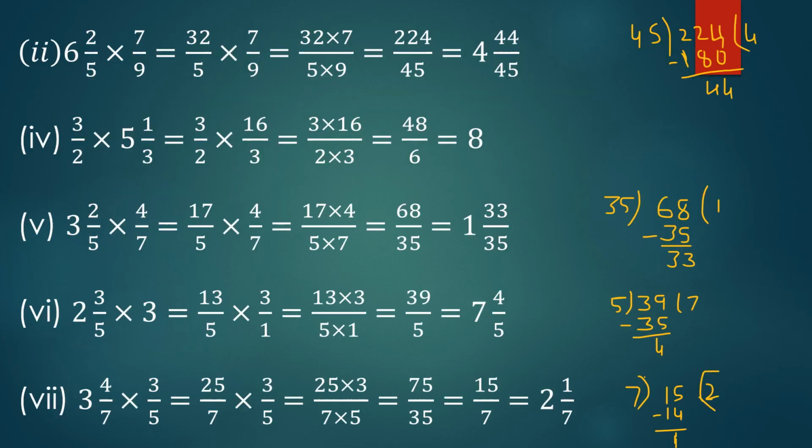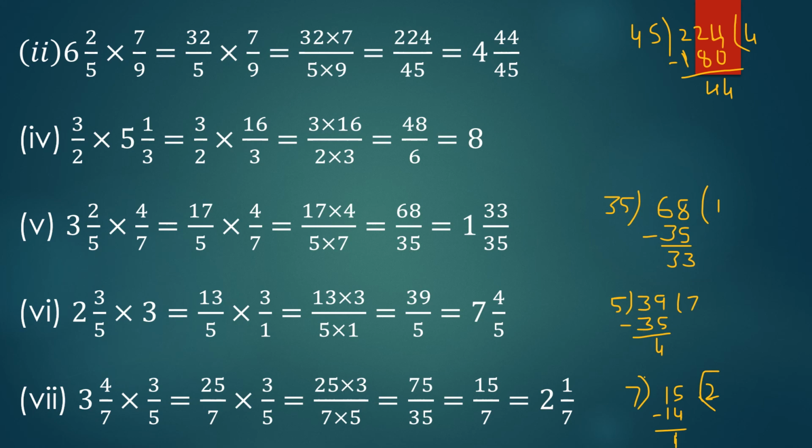The next one, 6 2 by 5 into 7 by 9 equal 5 6s are 30, 30 plus 2 is 32, 32 by 5 into 7 by 9. Now 32 into 7 divided by 5 into 9, which is equal to, what is 32 into 7? Just multiply and check it. It is 224 divided by 45. Now this can be written as the lowest form or a mixed fraction 4 44 by 45.